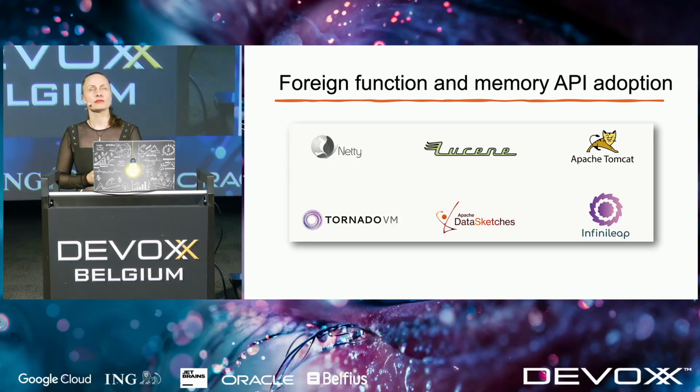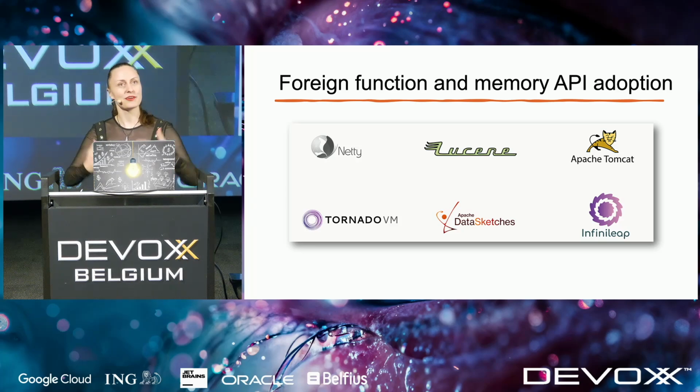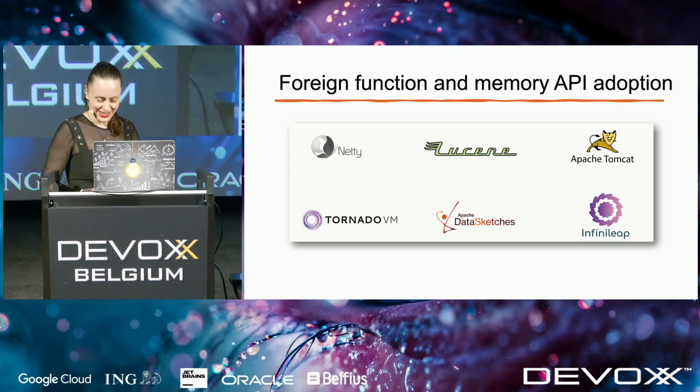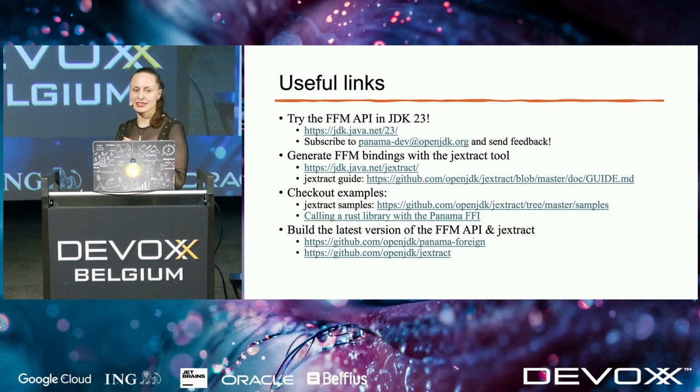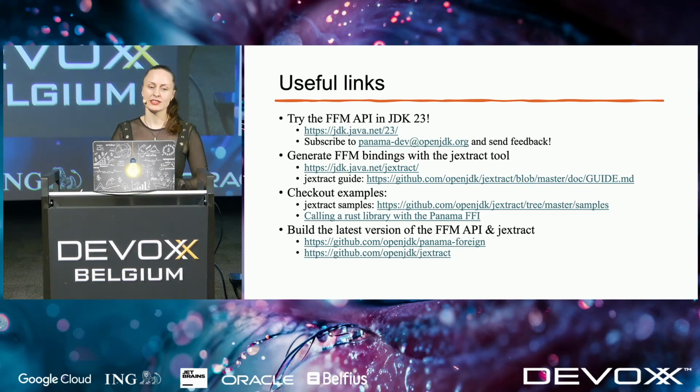And for example, 2 weeks ago, there was a Swift conference, and some developers said that they took inspiration from jextract and they're building jextract for Swift so that they can bring the magic of the Swift programming language to Java as well. Now that's experimental, but jextract inspires people to make their own jextract for their own languages. Here are some useful links. So try the FFM API now in the latest JDK 23 as well. Subscribe to Panama Dev and just go and share your trials with jextract and with the FFM API.